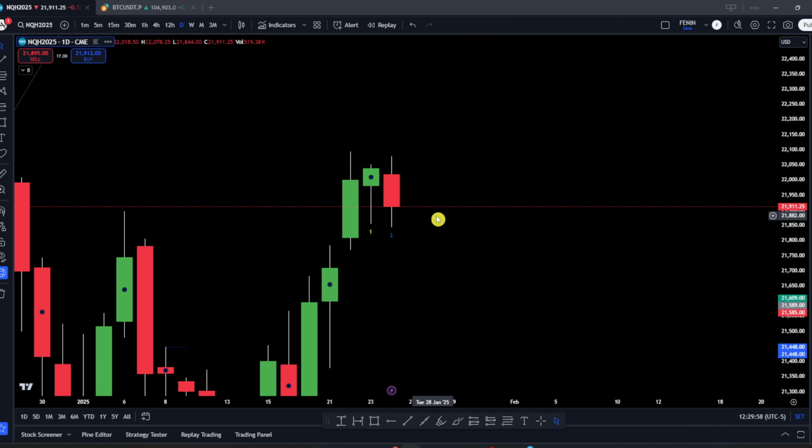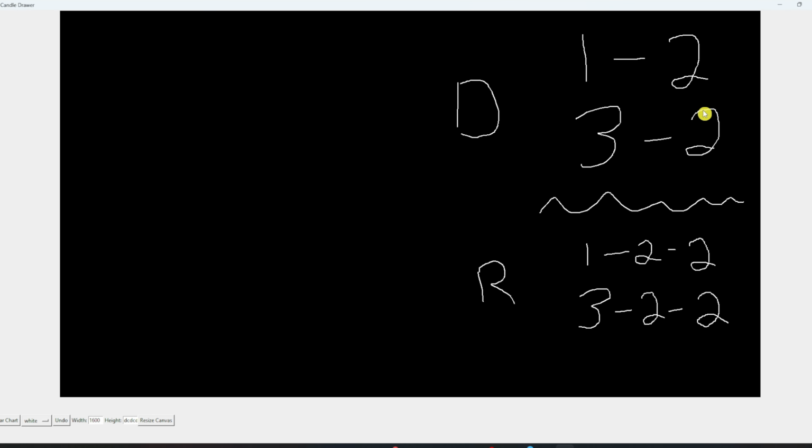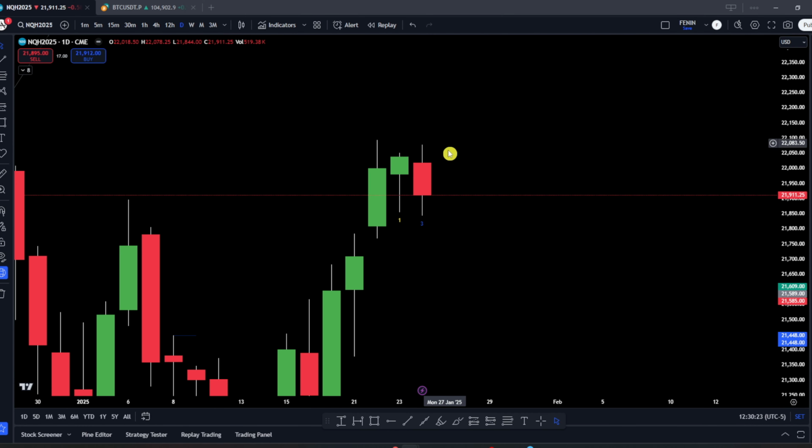So you can see that Friday session has already given us a 3. So now I know that for Monday session, we can either go 3, 2, or Tuesday is going to go 3, 2, 2, because Monday went 2 down or 2 up, and then Tuesday would go 2 up or 2 down and reverse that move. So I already know that I have a play going into Monday, which is tomorrow.